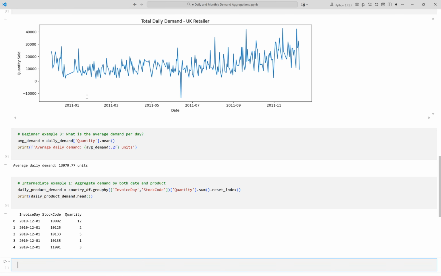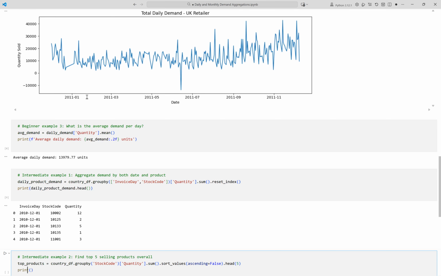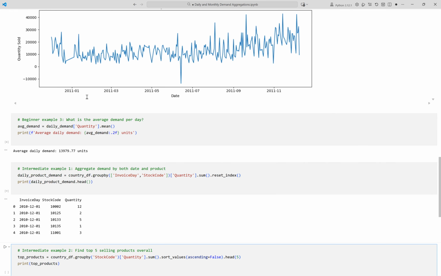To help operations prioritize, let us find the most in-demand products. We group all data by stock code and sum the quantity sold. We sort the products from highest to lowest demand. We print the top 5 products which drive most of the demand.